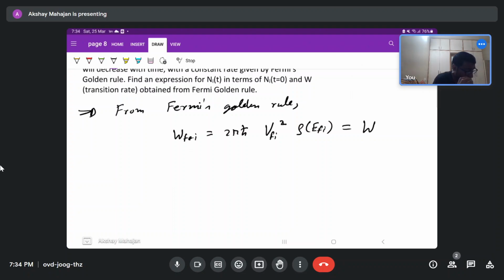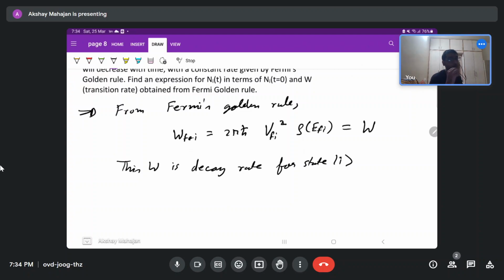Now, this W is the decay rate for state I. So our Ni at time t plus delta t, I can write as Ni at time t minus Ni at time t times whatever our decay rate is times delta t.